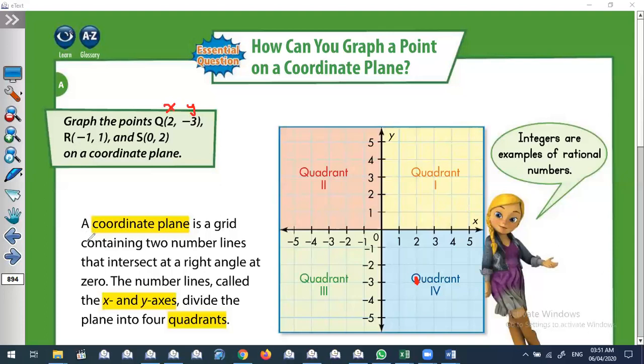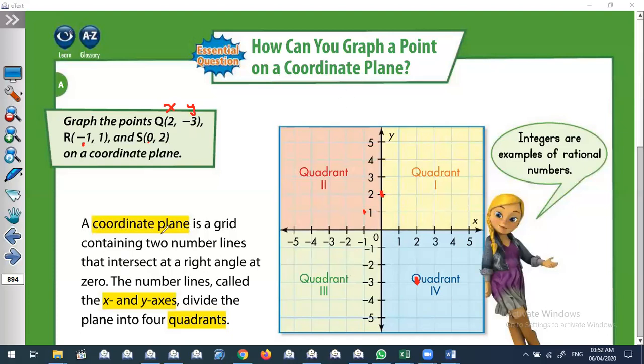Or -1 and 1, let's start. You have to move with x first. X is -1, so -1 here. And we are going to go up or down or stop according to the second number. The second number here is 1, so we are going to go up 1 step. So the point R will be here. S, 0 and 2. 0 on x, here, and move up 2 units because we have to move up on the same line 2 units. So it will be here.